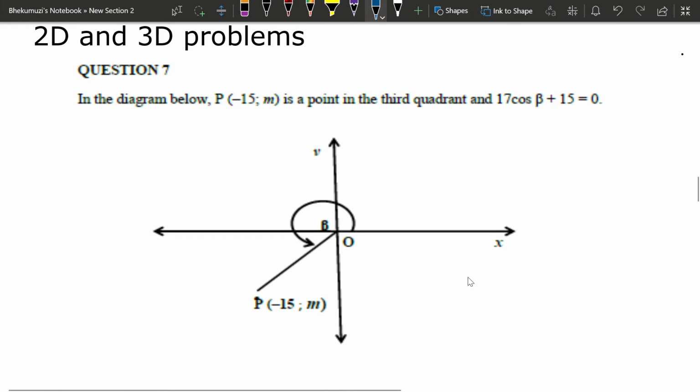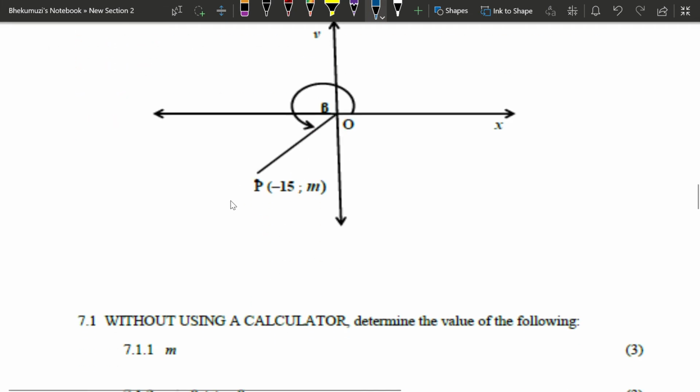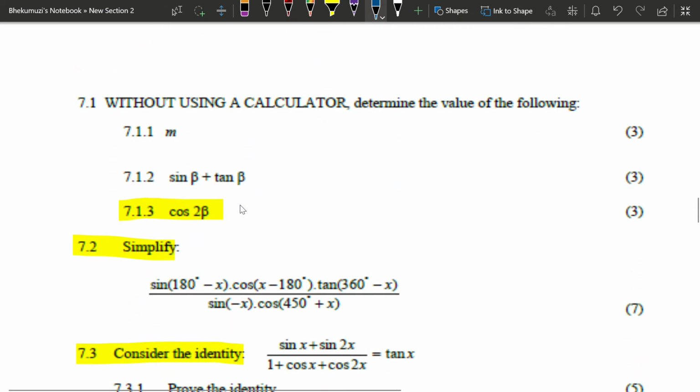Okay, and then we move on to 2D and 3D problems. So basically, these are the types of problems that you would be faced with. In the diagram below, P is the point (negative 15, m), a point on the Cartesian plane, and it's in the third quadrant. And then they say that 17 cos beta plus 15 is equal to 0. So what can we do in this case?